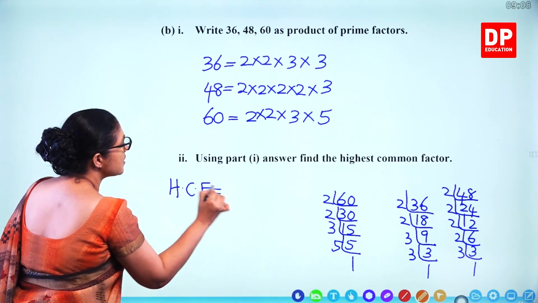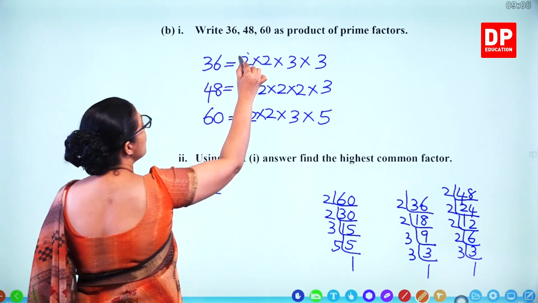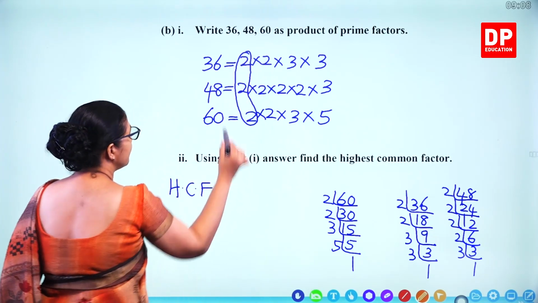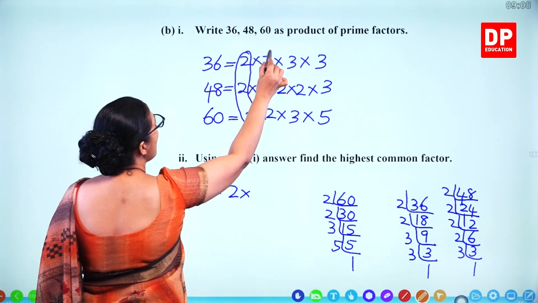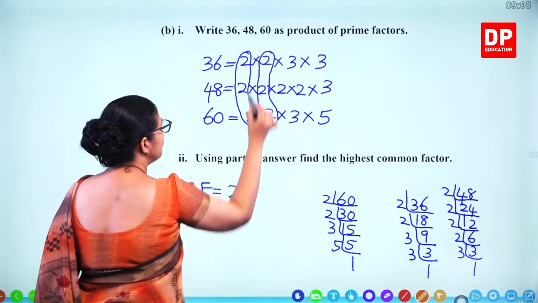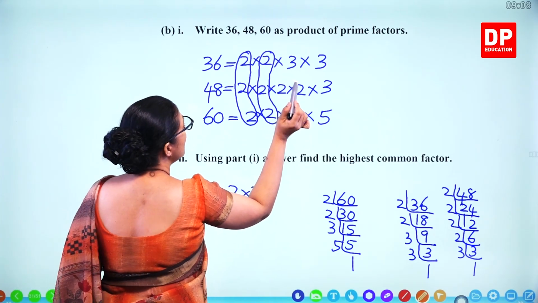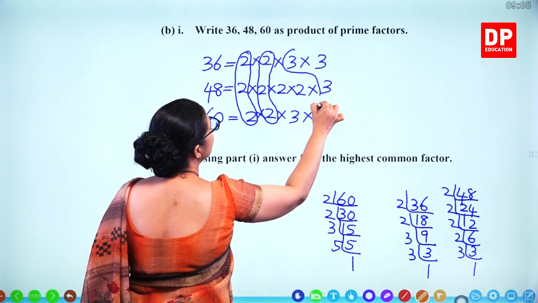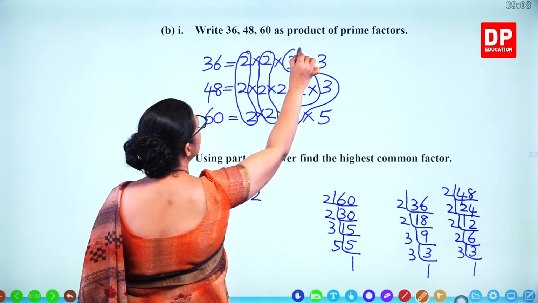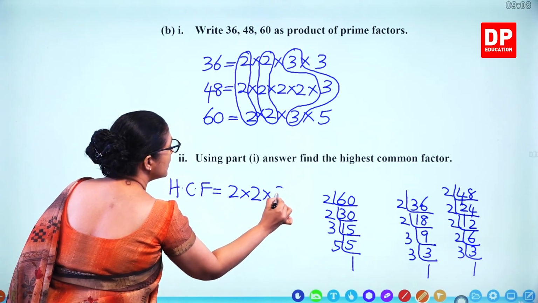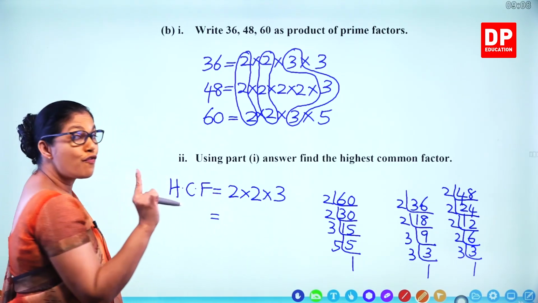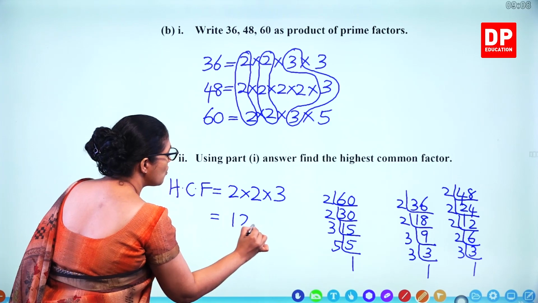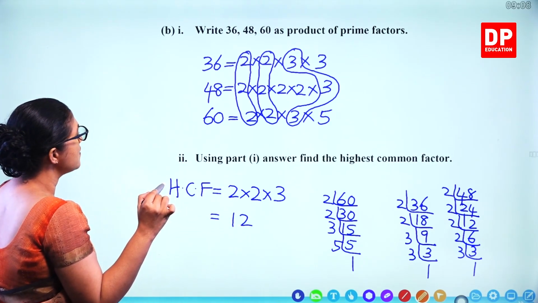Highest common factor, we take only the common ones. 2 is common. Another 2 is common. And 3. That's all. So 2 times 2, 4, 4 times 3, 12. So highest common factor is 12.